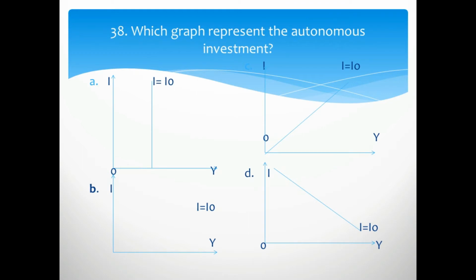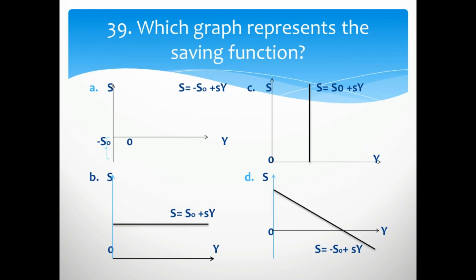38th question: which graph represents the autonomous investment? The right option is the B one, where autonomous investment is horizontal, that is, parallel to the x-axis. Which graph represents the saving function? The right option is the A1. A small portion of the saving function lies below the x-axis, that is the negative region of the graph, and the above portion lies above the x-axis. Y stands for national income.